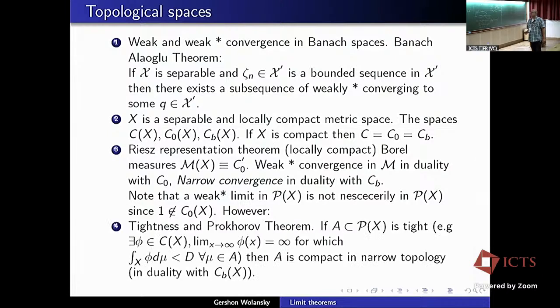There is Prokhorov's theorem that says that a set A in P of probability measures is tight, which means that the integral with respect to some function which goes to infinity is bounded. Then the set is compact in the narrow topology, in duality with bounded functions. And then the notion of a Polish space: this is a separable space, metrizable with a complete metric.